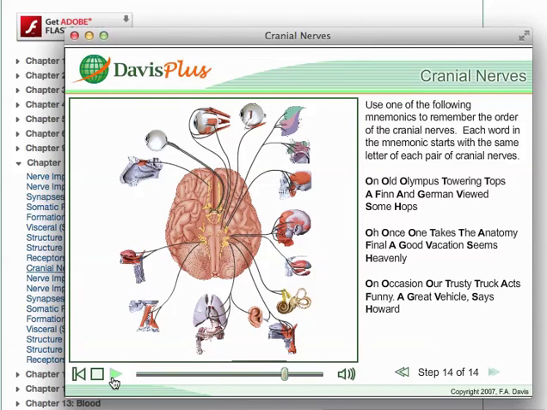Use one of the following mnemonics to remember the order of the cranial nerves. Each word in the mnemonic starts with the same letter of each pair of cranial nerves. On old Olympus's towering tops, a Finn and German viewed some hops. Oh, once one takes the anatomy final, a good vacation seems heavenly. On occasion, our trusty truck acts funny. A great vehicle, says Howard.